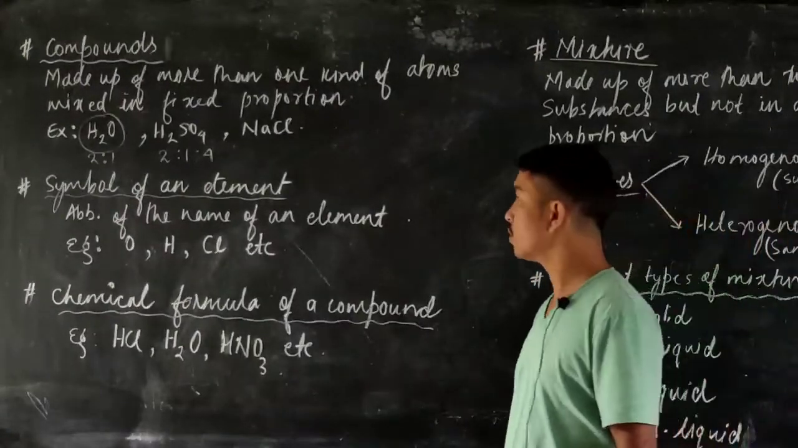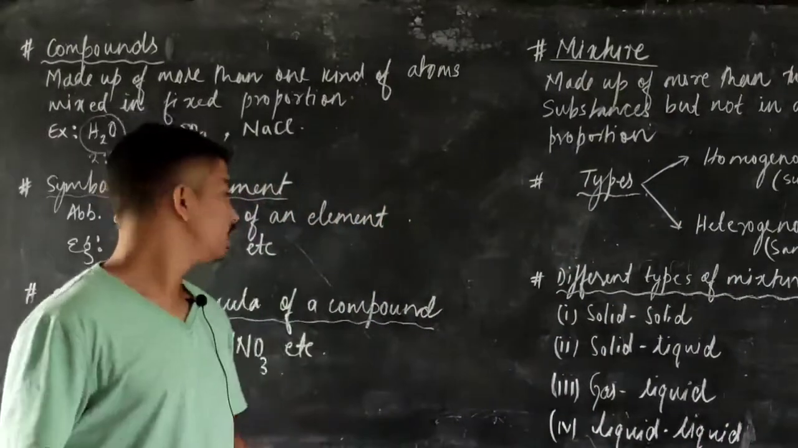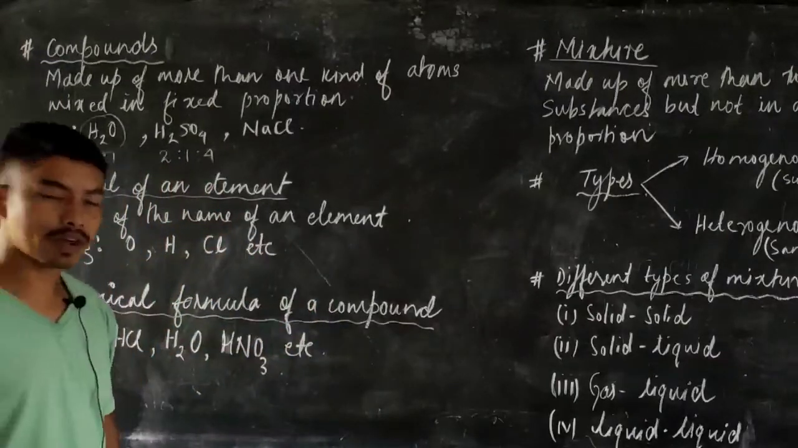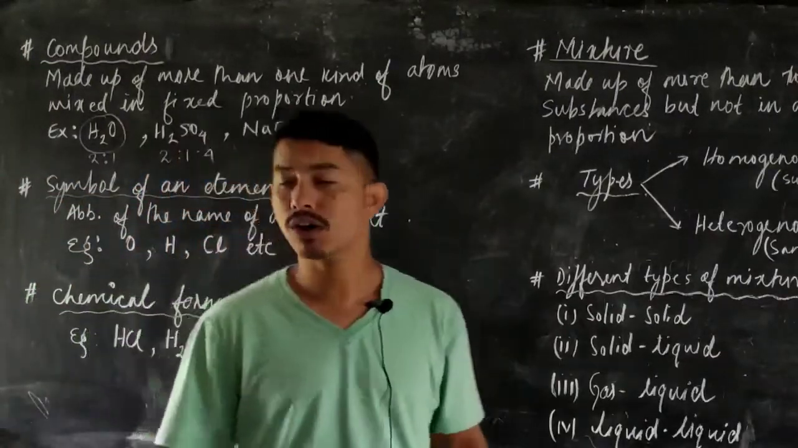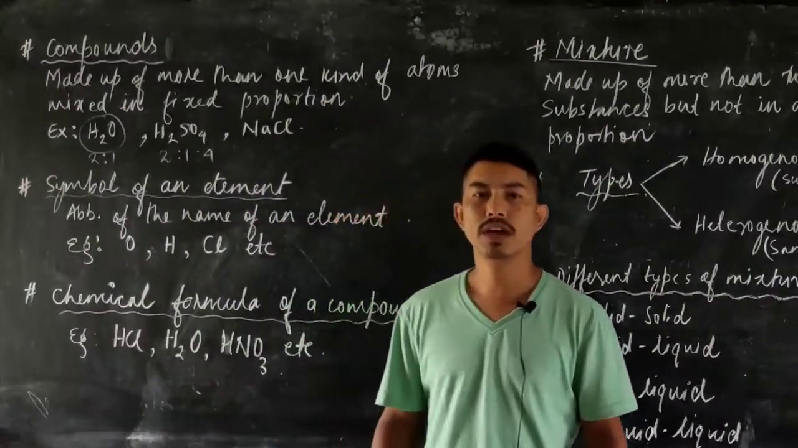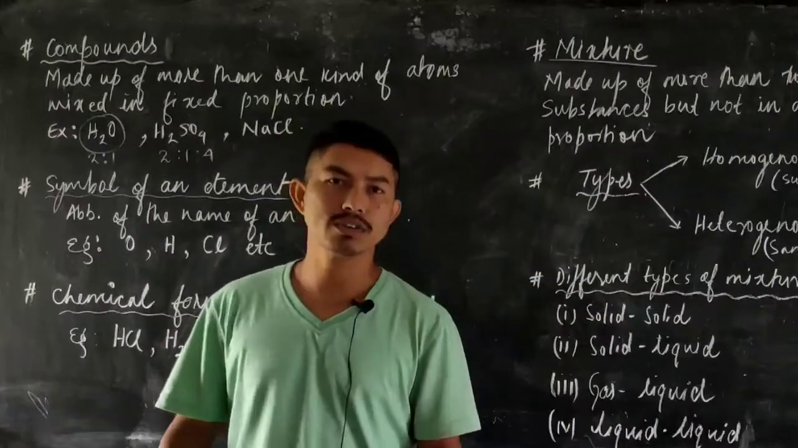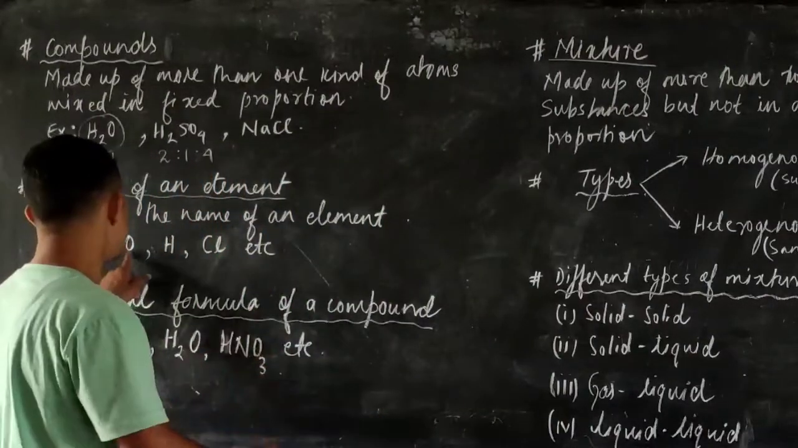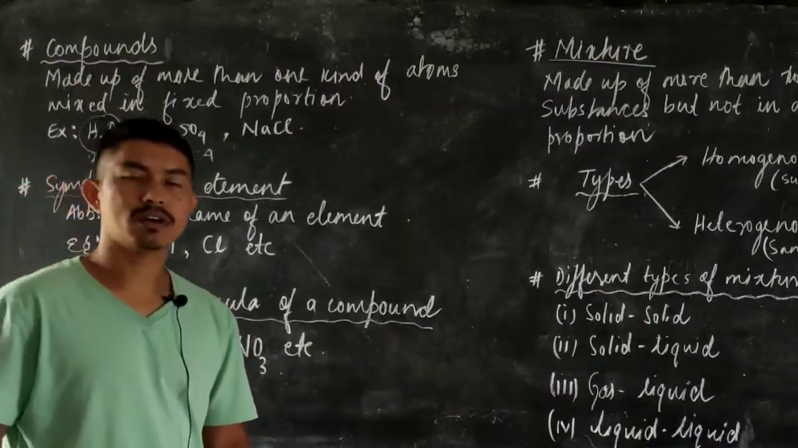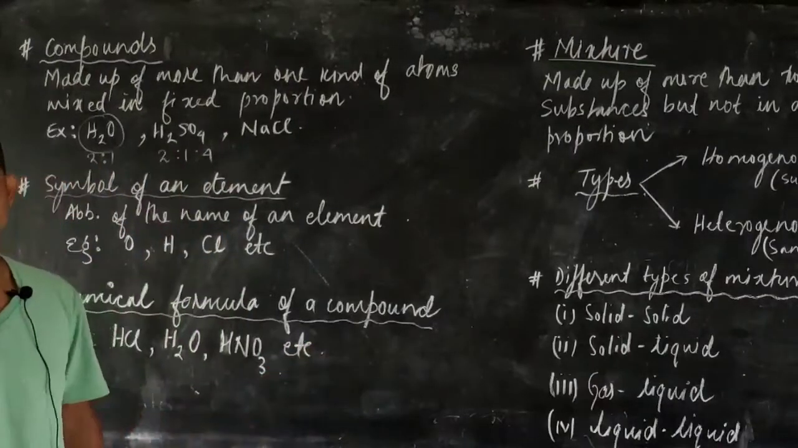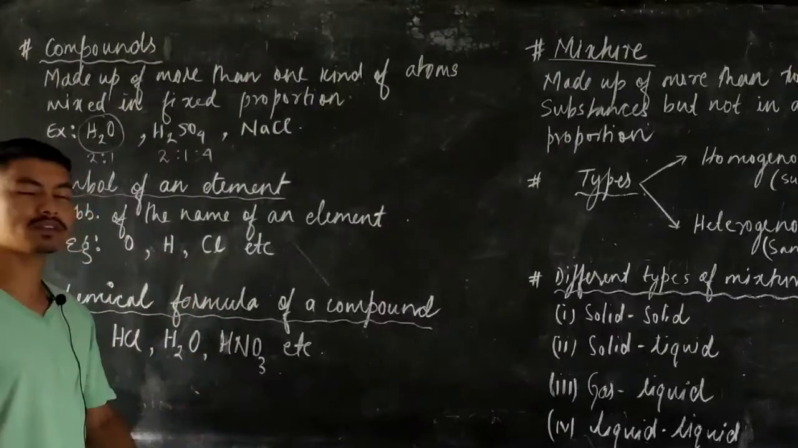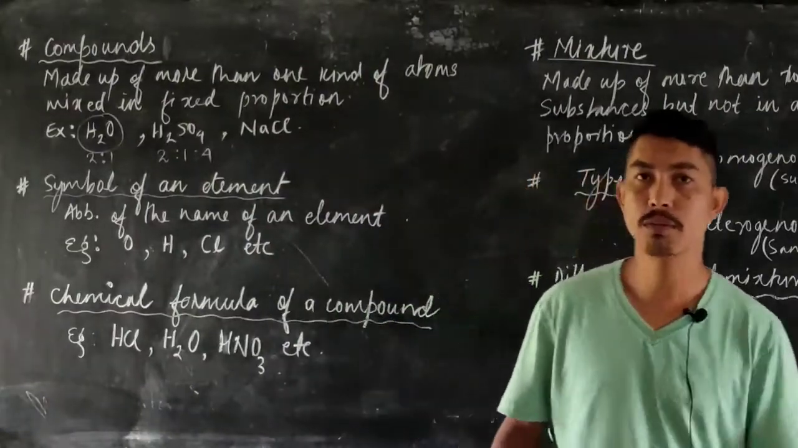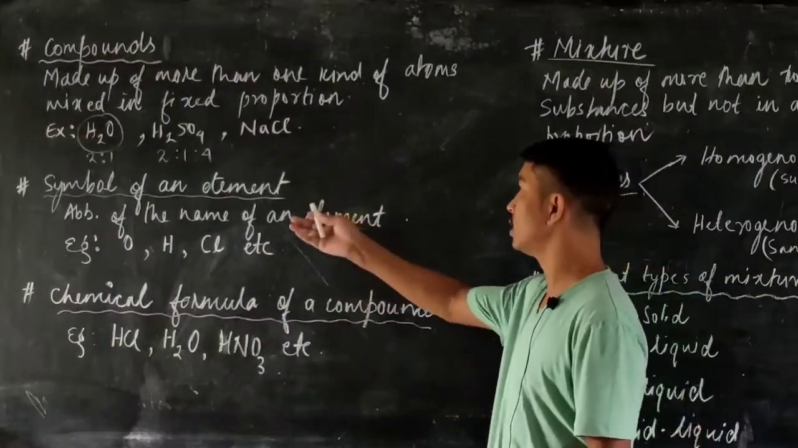The next topic is the symbols of an element and the chemical formula of a compound. The symbol of an element is just the short form, or abbreviation, of the name of the element. For example, oxygen, spelled O-X-Y-G-E-N, we may simply write as O. Hydrogen, spelled H-Y-D-R-O-G-E-N, in symbol we can simply represent by H. So a symbol is nothing great, it's just the representation of the name of the element.